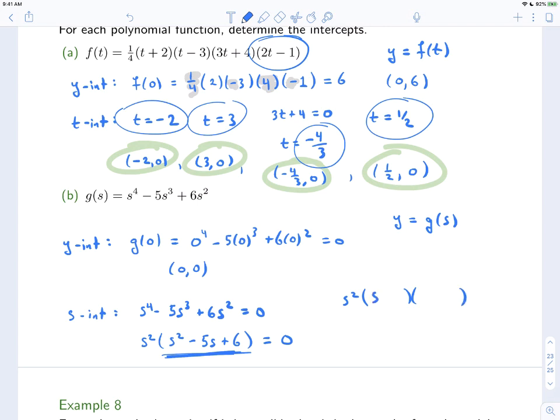So s times s gives me the s squared, then it's going to be minus 3 and minus 2. Minus 3 times minus 2 gives me positive 6. Minus 3s minus 2s gives me a minus 5s. And this is equal to 0. So the s-coordinates of our s-intercepts are s equals 0, s equals 3, and s equals 2. Now I seem to be running out of space here, so we'll just leave it like that and move on to our next example.